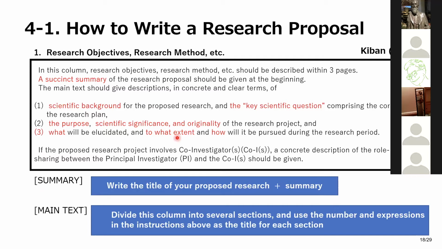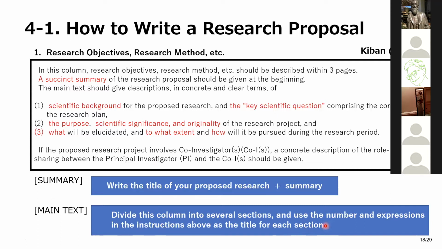Having said that, they say the reviewers have to read approximately 70 to 100 proposals within a month. It must be annoying and irritating if they need to read proposals with a lot of jargon and full of small-sized letters. So in order to reduce the burden and give them a good impression, I always divide the column into several sections and use the same number and expressions in the instructions above as the title for each section.